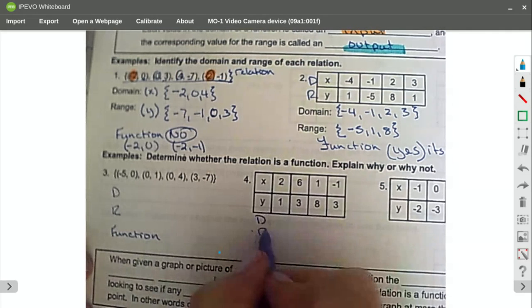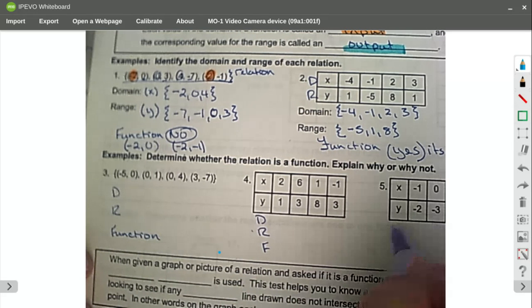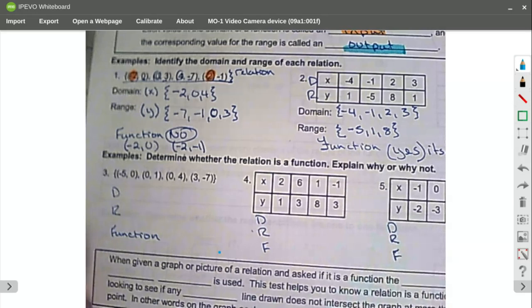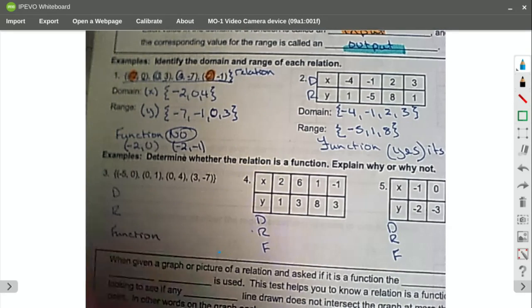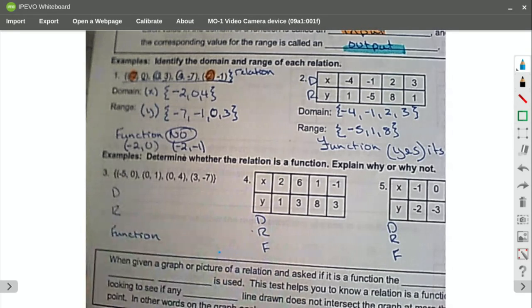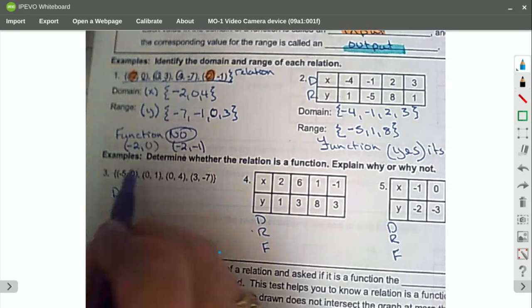Okay? Domain, range, and function. Domain, range, and function. Okay? All right. So now you've done those. I hope you got them right. Let's see.